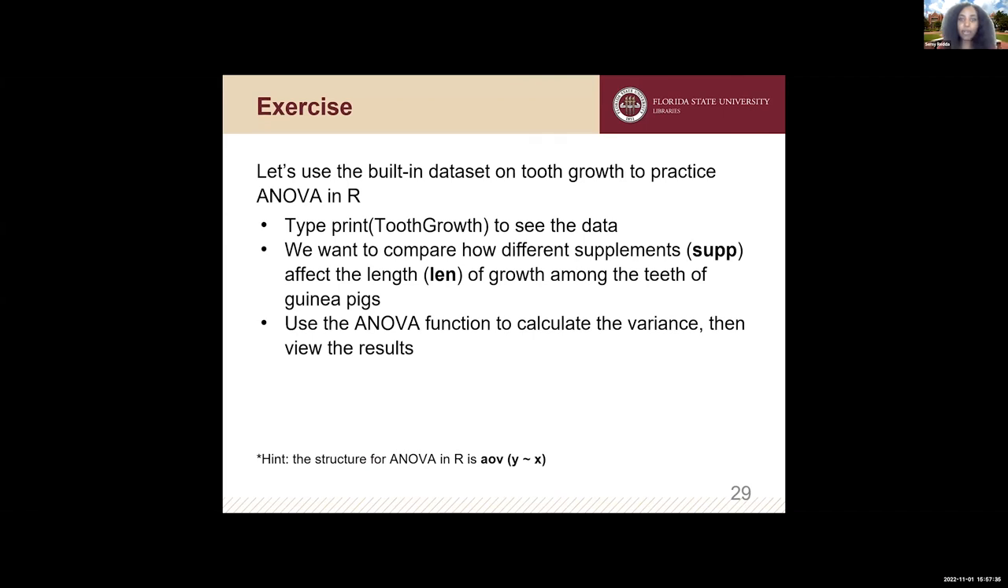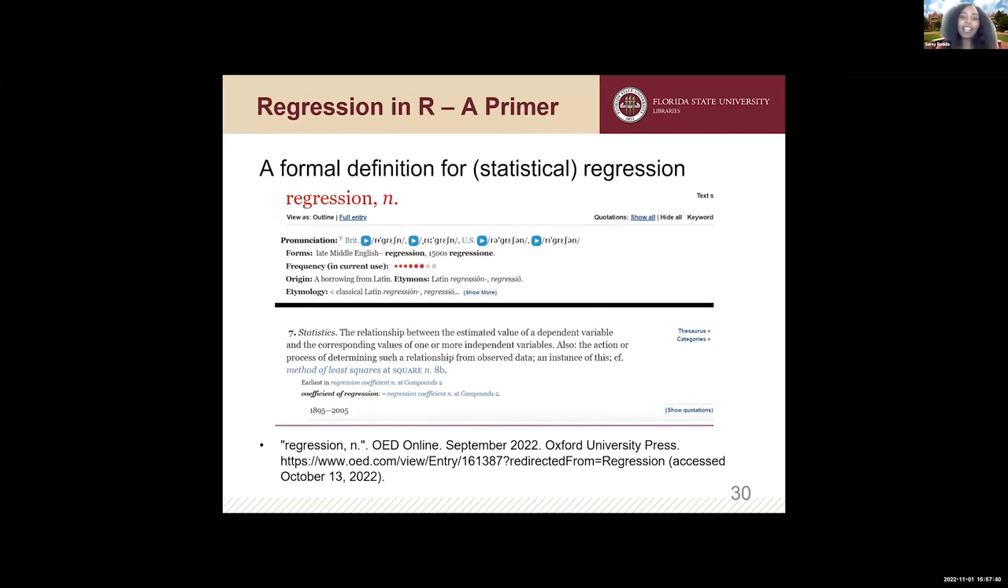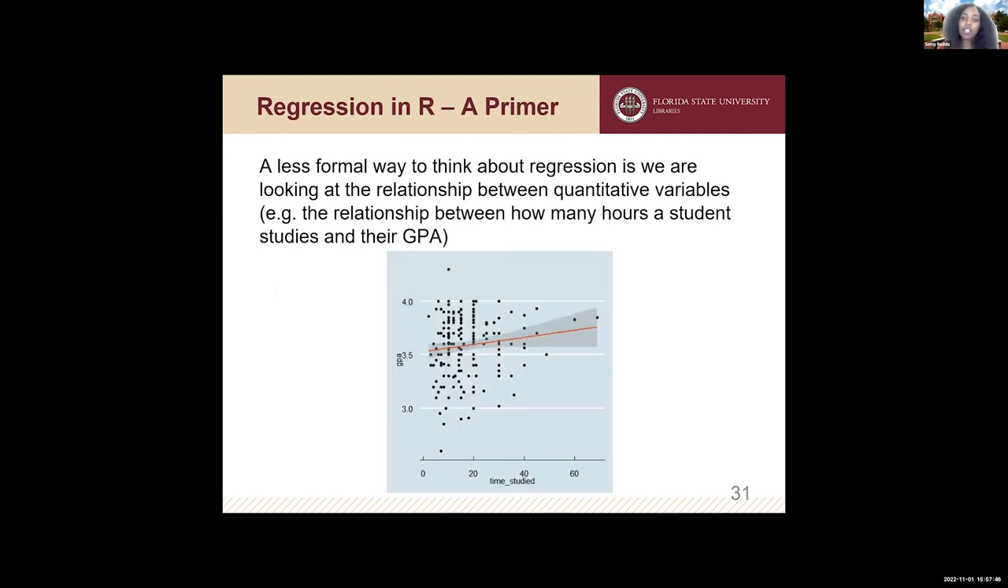Okay, now we are going to talk about regression. If you need a quick primer on that, here it is. It is the relationship between the estimated value of a dependent variable and the corresponding values of one or more independent variables. So again, in layman's terms, we're just looking at the relationship between two quantitative variables. The chart on the screen shows the relationship between the amount of time the student studies, that is the X variable, and their GPA, that is the Y variable.